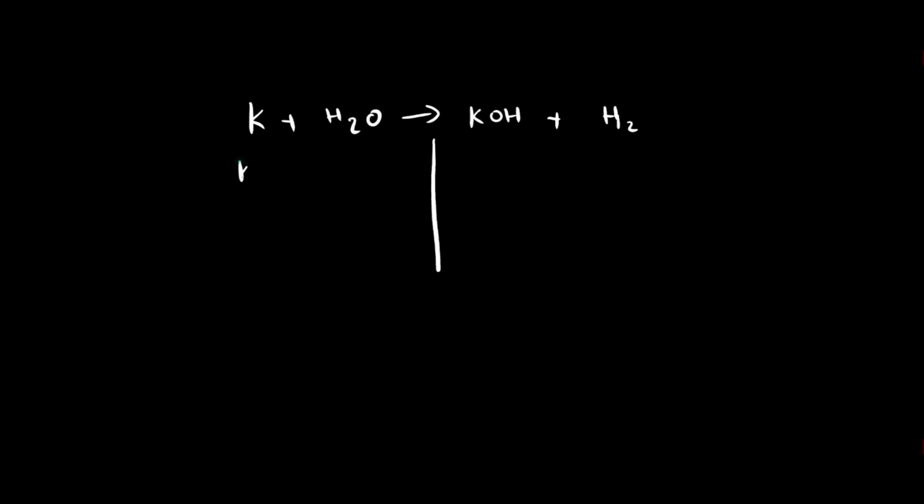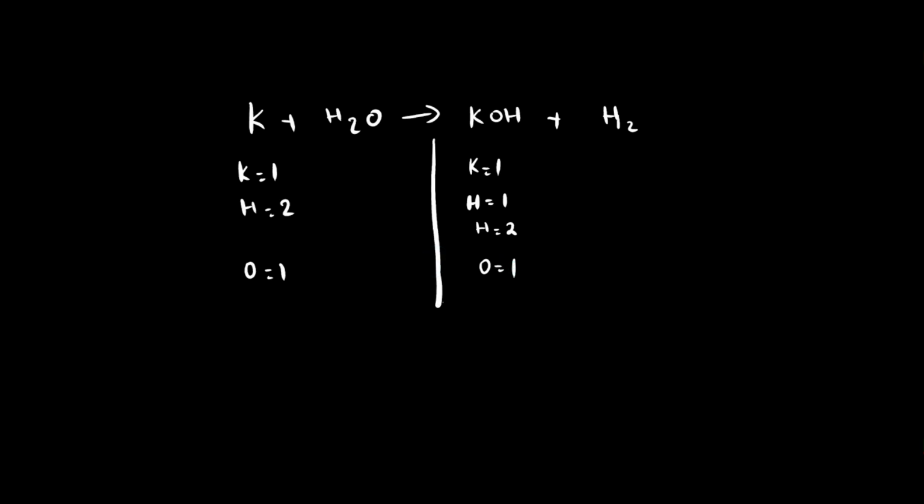On the left, we have 1 potassium. On the right, 1 potassium. On the left, 2 hydrogen. We have a total of 3 hydrogen on the right: 1 as part of the potassium hydroxide, and 2 as hydrogen gas by itself. And then we have 1 oxygen on the left and 1 oxygen on the right.